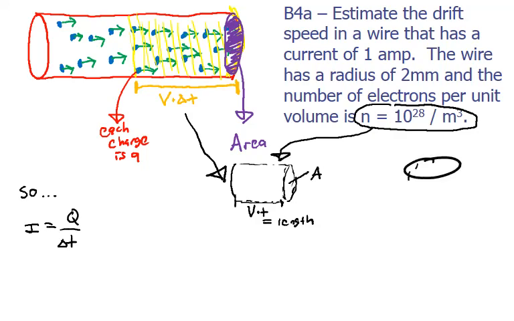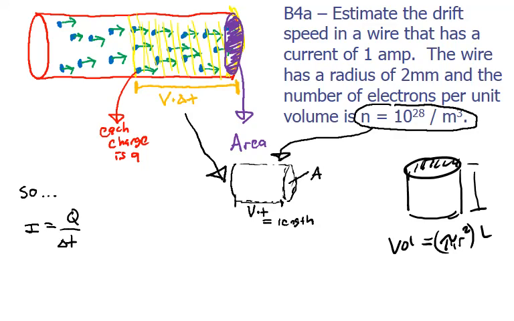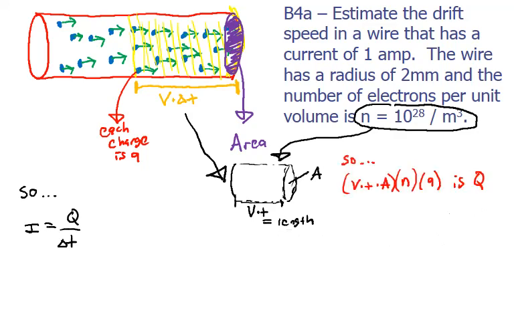We have the area here, and then if we know the length of this, we multiply that. Volume is equal to pi r squared, which is the area, times length or height. And so we can get the volume there. We know how many electrons there are per meter cubed, so that'll help us out. So V times T times A, the velocity times time, as the particles move across, times the cross-sectional area, will give us the volume.